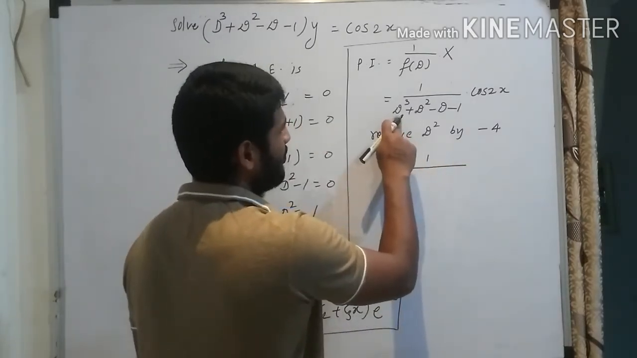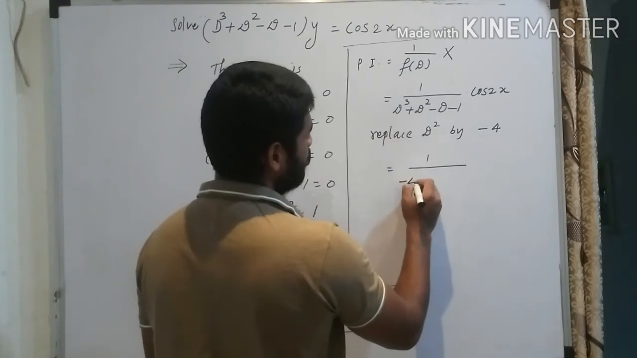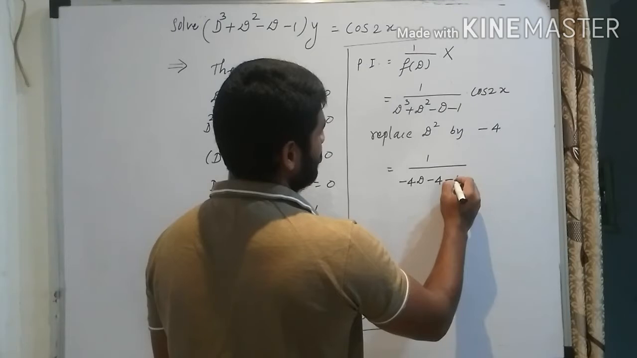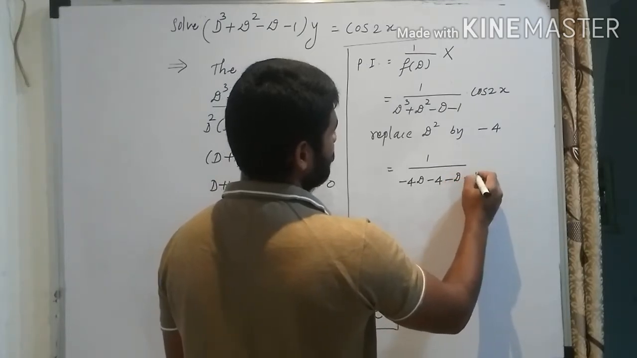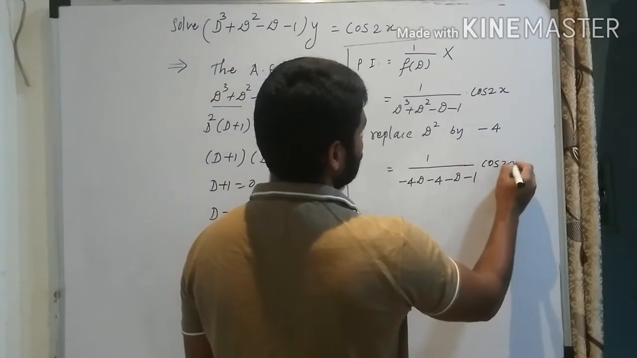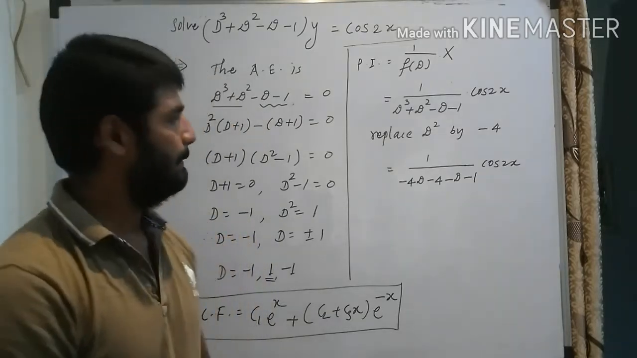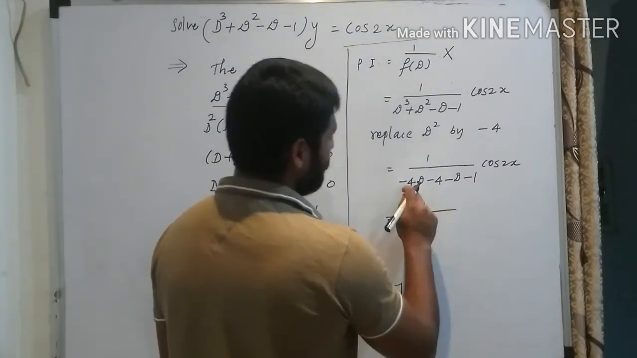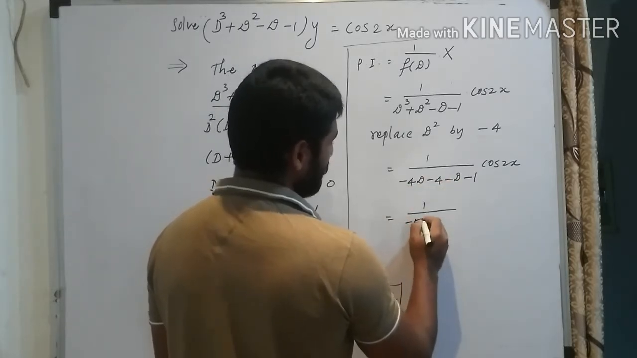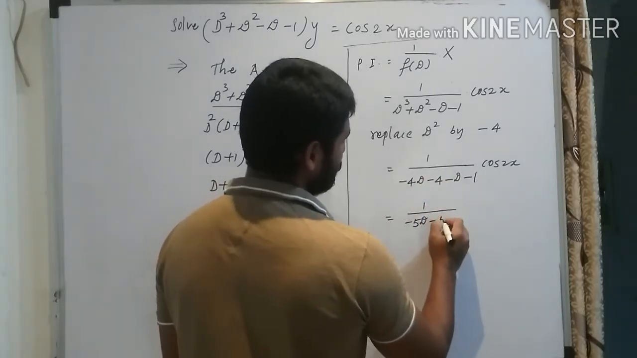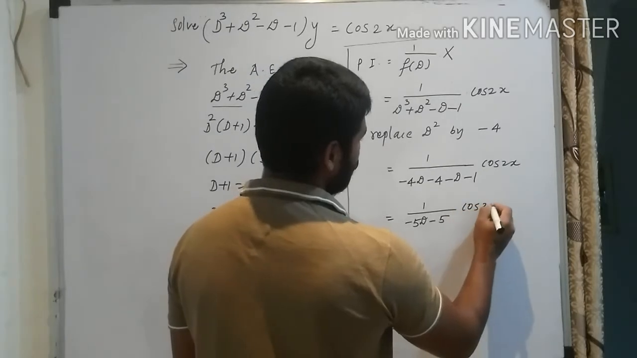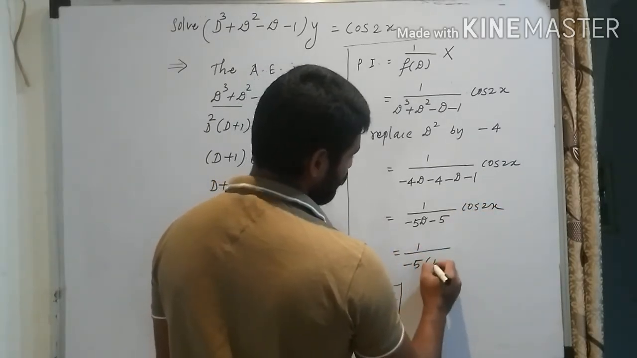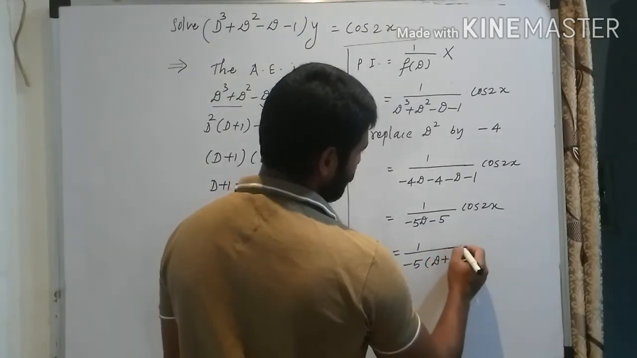If we replace d square by minus 4, we get here minus 4 into d, minus d, and minus 1 into cos 2x as it is. We have to replace only d square, not d. So simplifying this, we get 1 upon minus 4d minus d, that is minus 5d, and minus 5 into cos 2x. Now minus 5 is a common term, so 1 upon minus 5 into (d plus 1) into cos 2x.